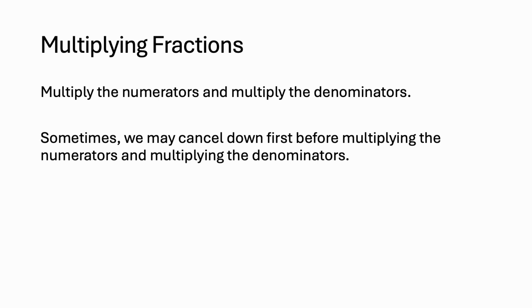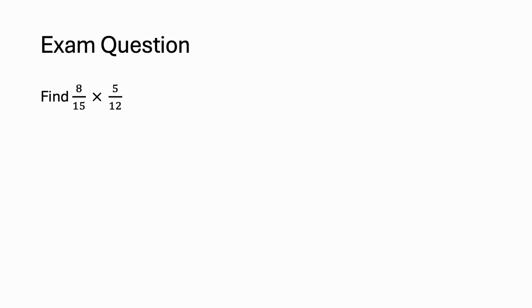When we multiply fractions, we multiply the numerators and multiply the denominators together. Sometimes we may cancel down before multiplying the numerators and multiplying the denominators. So let's look at this one here.